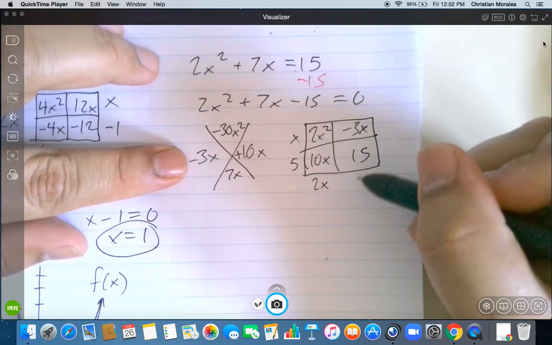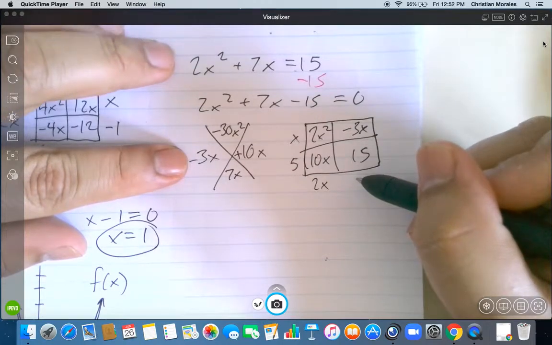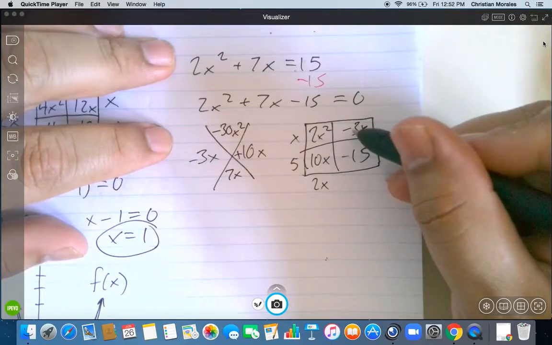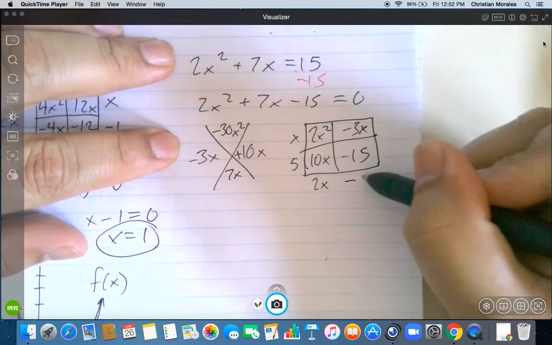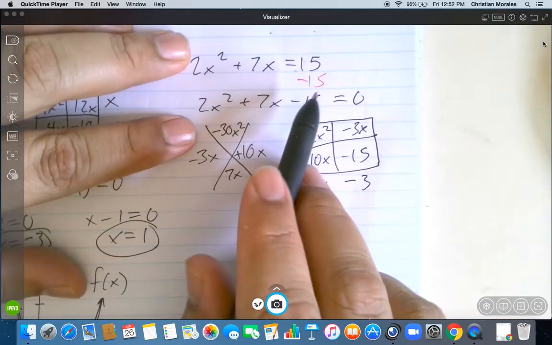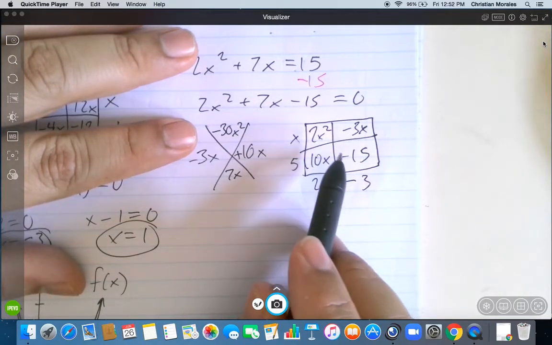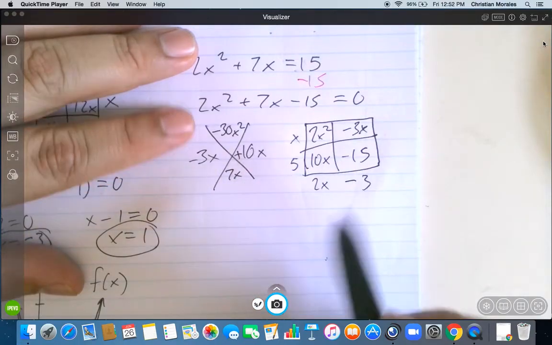So how do you get 15? Well, oh, it's a negative 15. Then that makes a difference. It'll be a negative 3. See, that's why, if you're going too fast, you'll miss things like that. Like I just almost missed that negative sign. It was going to throw me off completely.